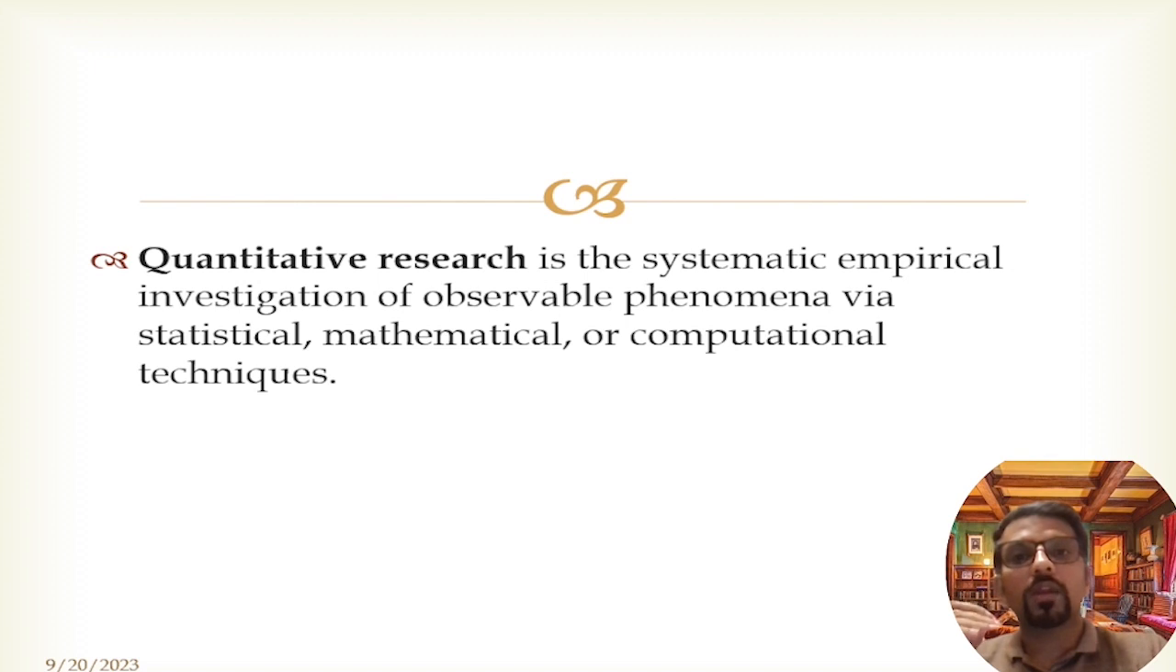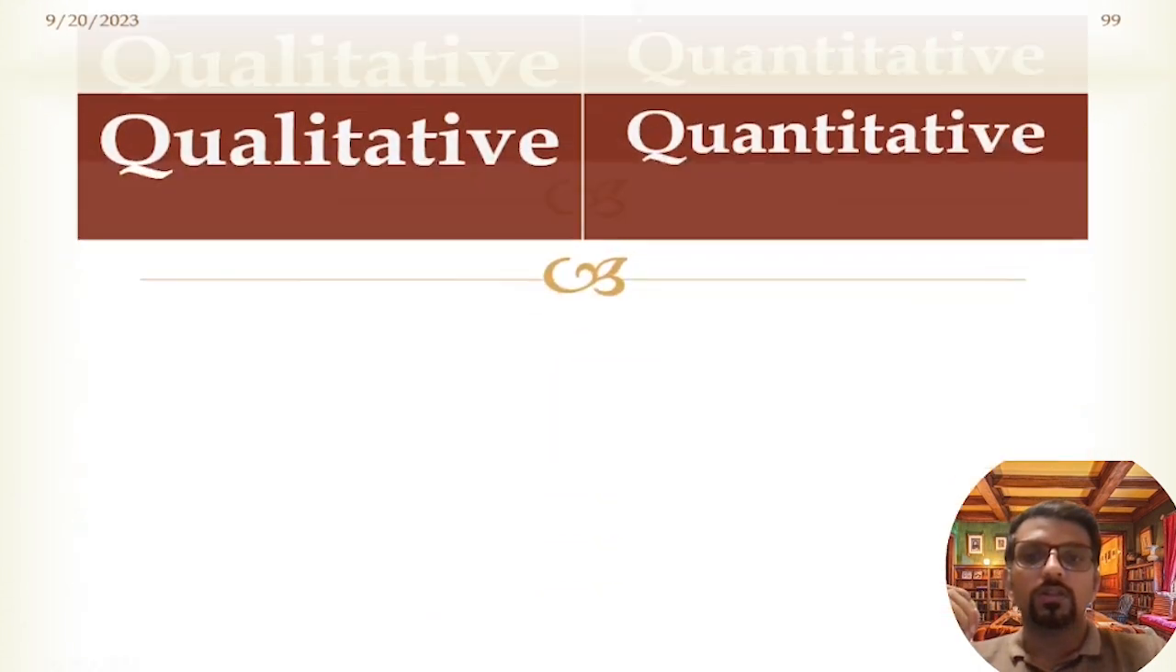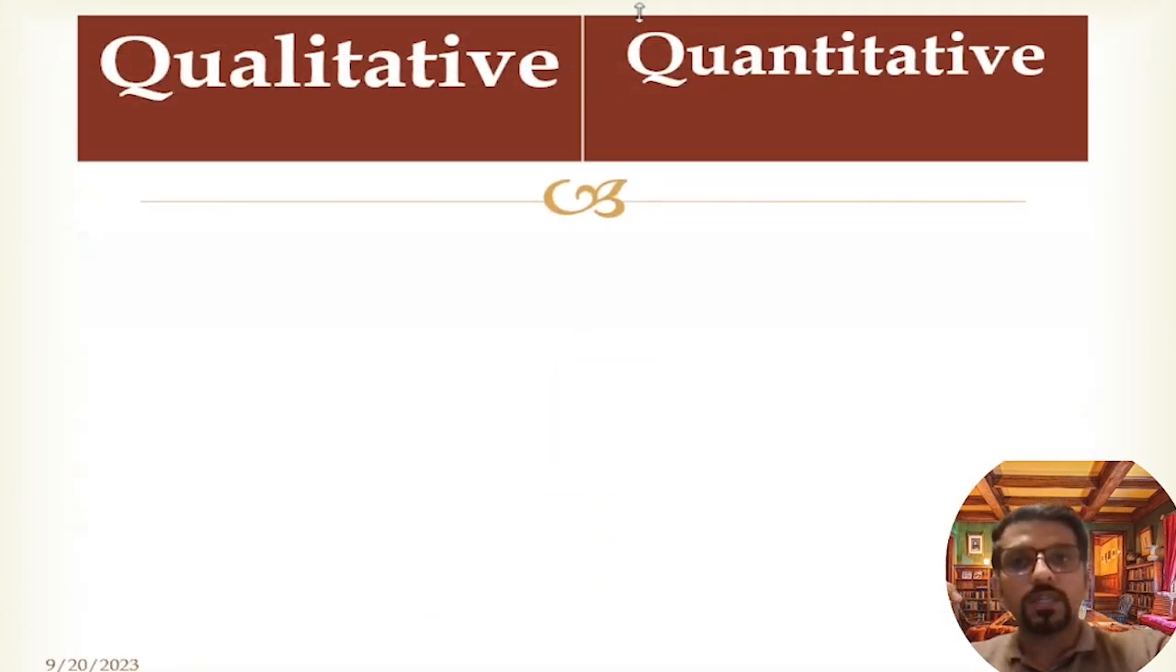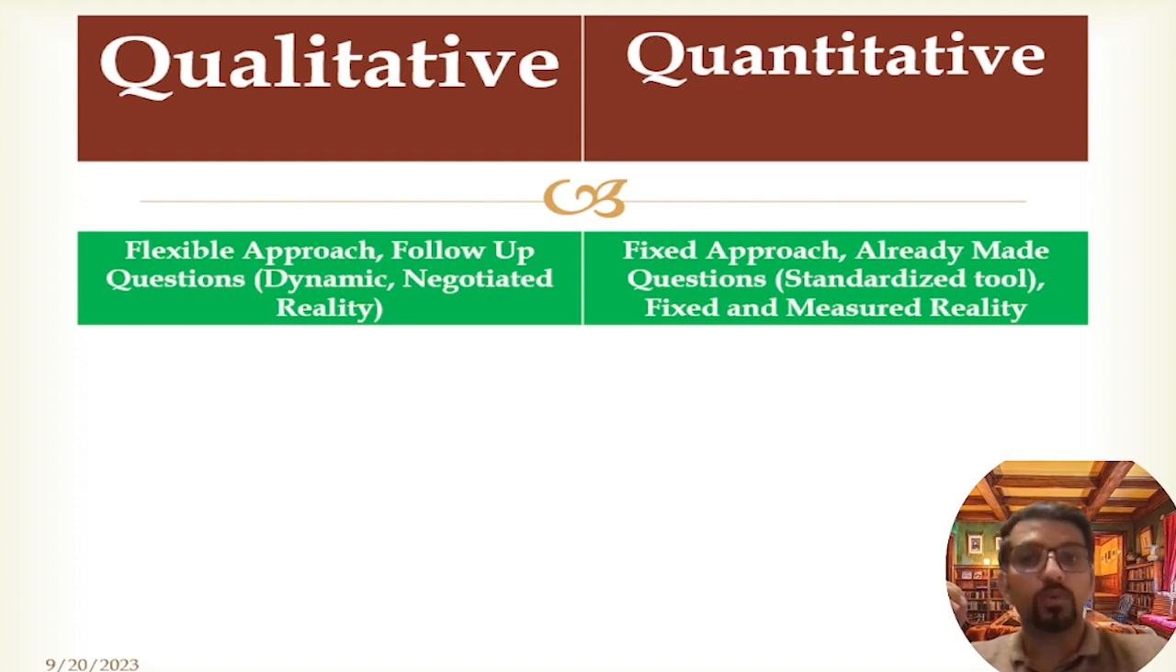Now let's go and break down the differences step by step. We will go through each basic difference, which will allow you to grasp a clear understanding of how qualitative and quantitative research methods diverge. So the very first basic difference is: flexible approach, follow-up questions, dynamic negotiated reality on the qualitative side, and on the quantitative side, fixed approach, already made questions, standardized tool, fixed and measured reality. So this is the first basic difference between these two approaches.